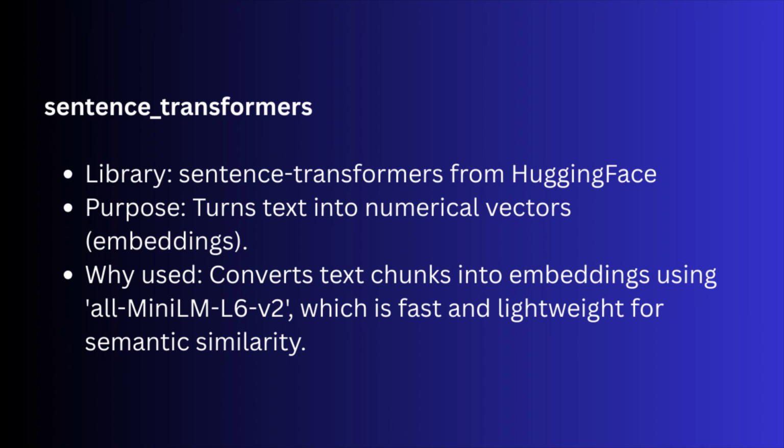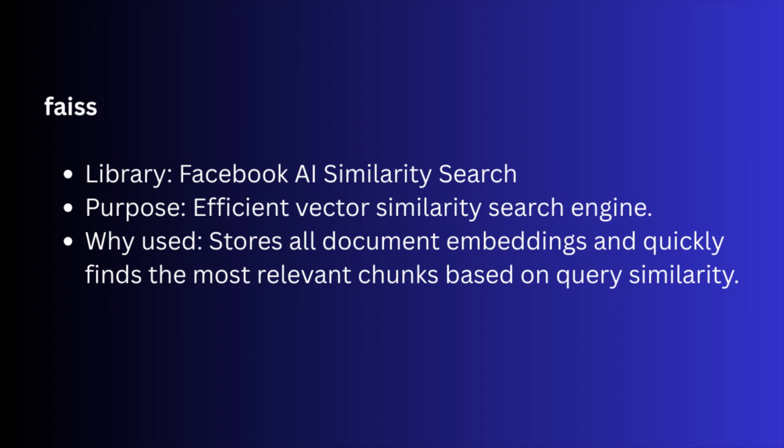Sentence Transformers from Hugging Face turns text into numerical vectors. Here we use the all-MiniLM-L6-v2 model for vector embedding. The FAISS library, which is the Facebook AI Similarity Search library, is efficient for vector similarity search.